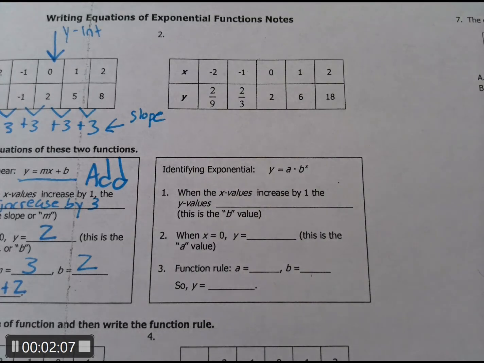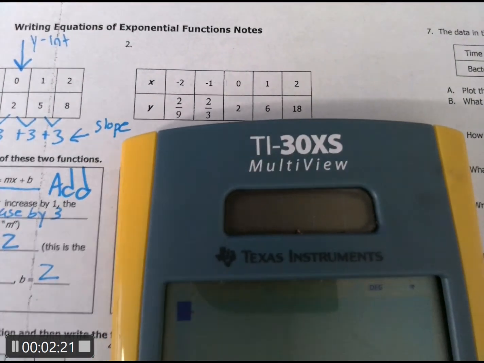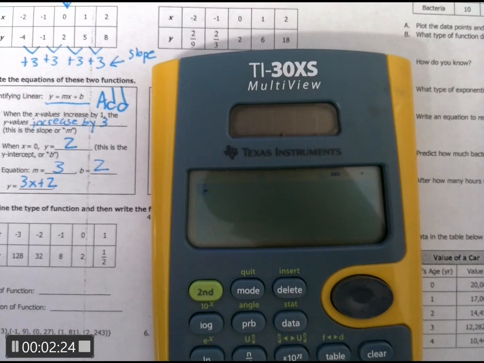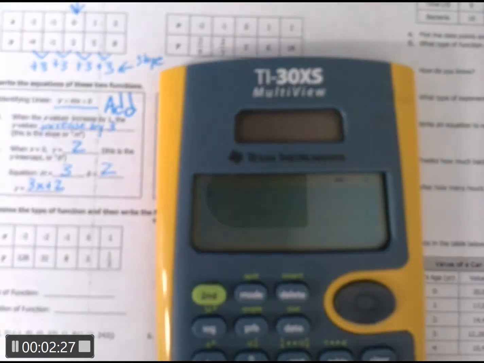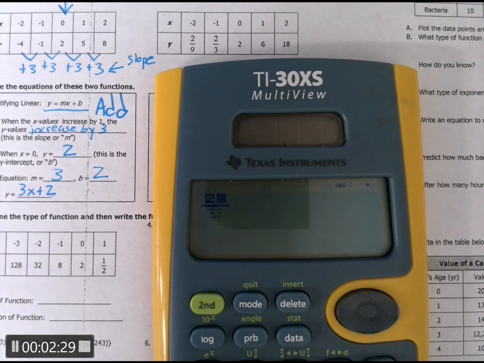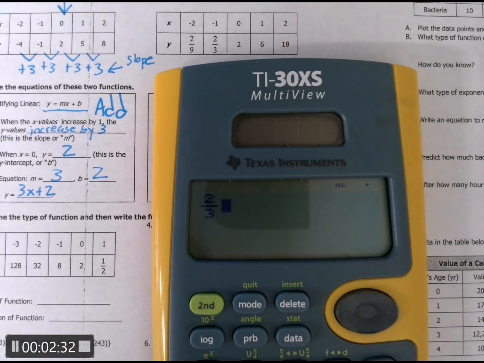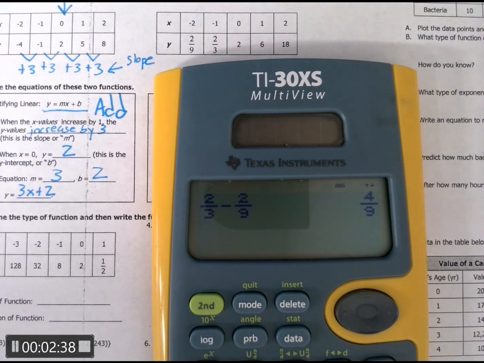Alright, now we are going to look at number 2. So for number 2, we need to see what we add to get from 2/9 to 2/3. So in order to do that, we are going to use our handy dandy calculator. Let me zoom out a little bit so that we can actually see what's going on here. And we have it on, so we are going to do 2/3 minus 2/9. Okay? And that gives us 4/9. Okay? So when we add, we would add 2/9 and 4/9, and that would give us 2/3.